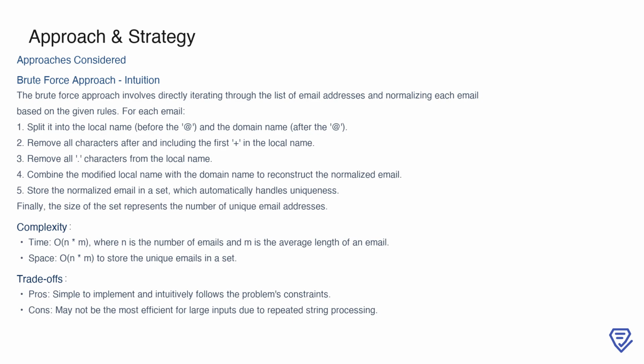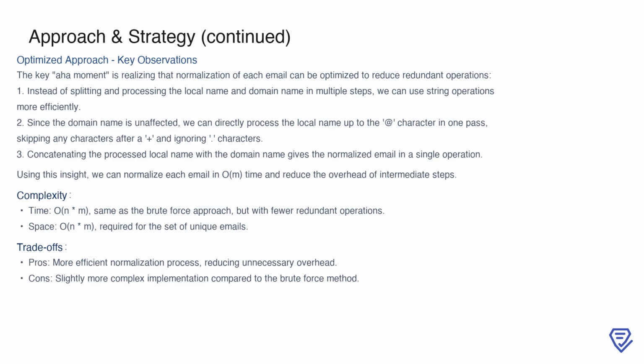With a time complexity of O(n * m), where n is the number of emails and m is the average length of each email, and a space complexity of O(n * m) for the set, this method is simple but not the most optimized for large datasets. Next, we can refine our approach by identifying ways to optimize the normalization process. One key observation is that we can process the local name in a single pass, avoiding redundant steps.